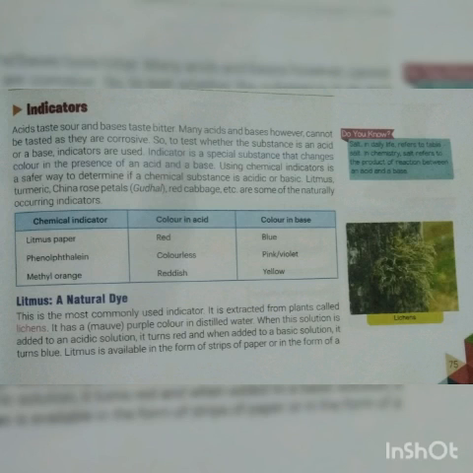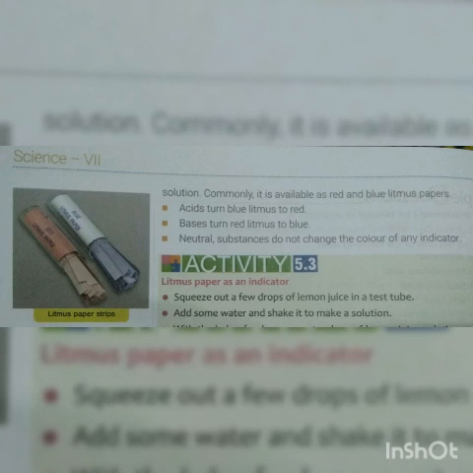Now students, when we add this solution into an acidic solution, it turns red, and when it is added to a basic solution, it turns blue. Okay, students, so litmus is available in the market in the form of strips of paper or in the form of solution, students. Okay, so commonly it is available in two colors, red and blue litmus papers. See in the page it is given.